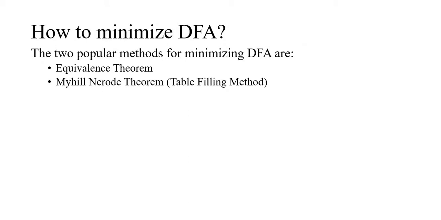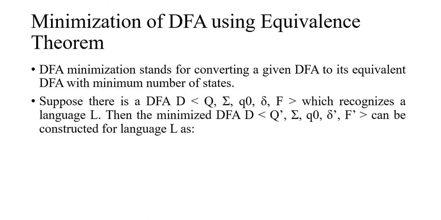So how to minimize a DFA? For minimizing the DFA, there are two different methods. First is the equivalence theorem and second one is the Myhill-Nerode theorem, which is also known as the table filling method. Today I will discuss the equivalence theorem, so minimization of DFA using the equivalence theorem.